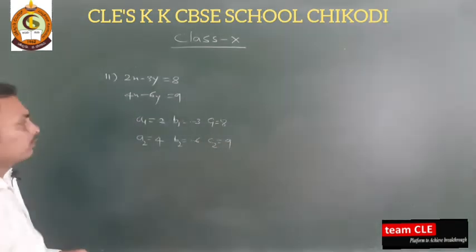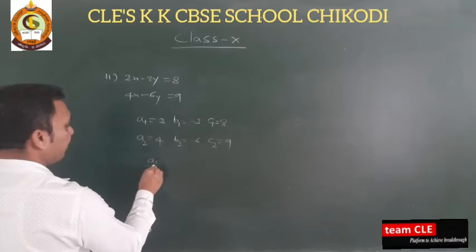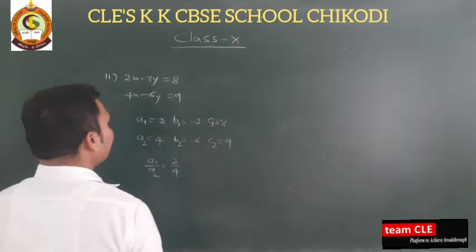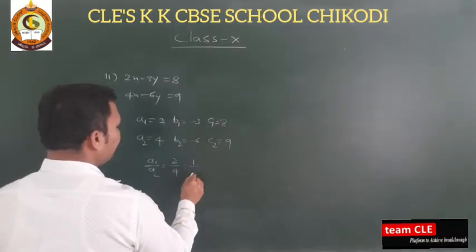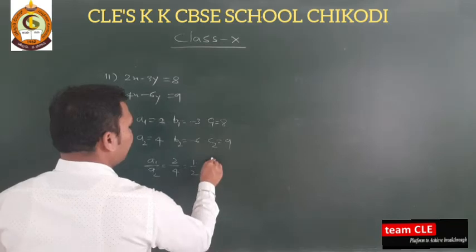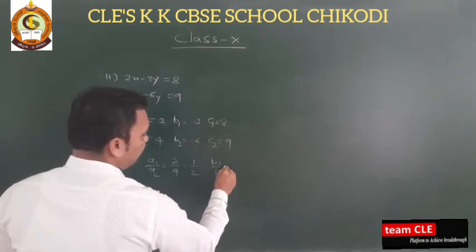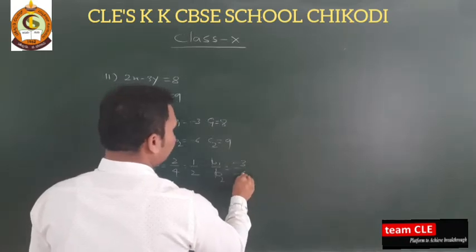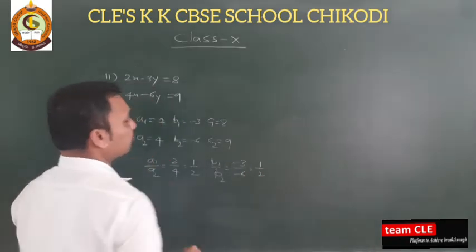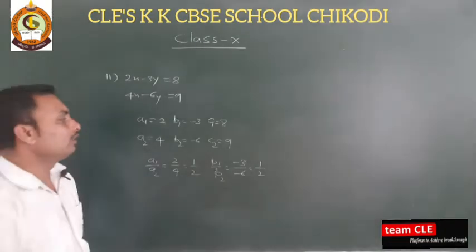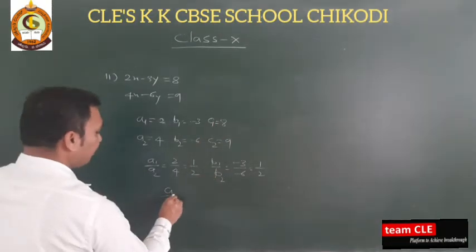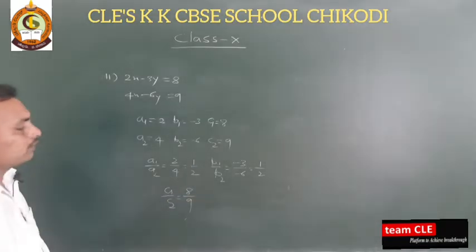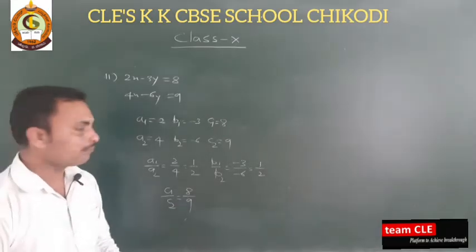Next, again A1 by A2. We'll get 2 by 4, which is 1 by 2. Next B1 by B2, this is minus 3 by minus 6. Again this is 1 by 2. Minus minus cancel, 3 ones are 3, 2 threes are 6. Next C1 by C2, 8 by 9 we have. Will we get anything here? We will not get, so keep it as it is.